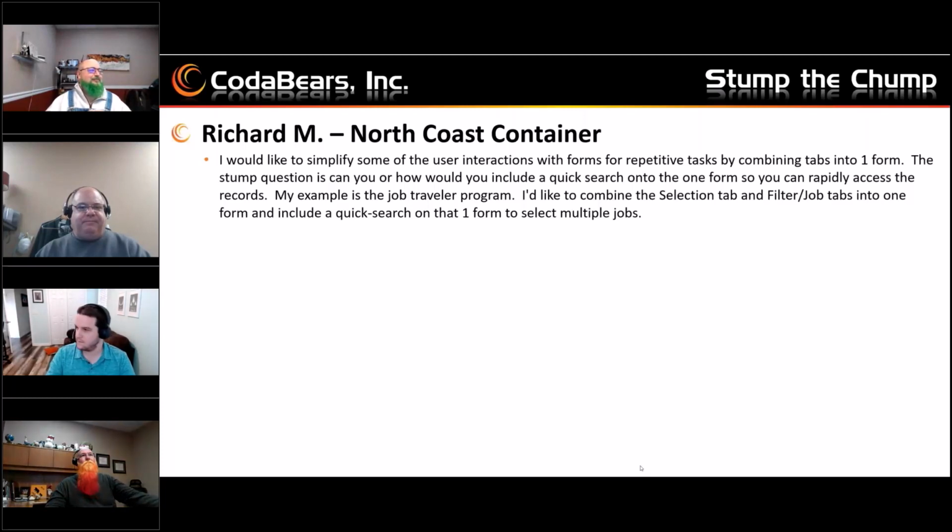Okay, the next one came in from Richard from North Coast Container. He would like to simplify some of the user interactions with forms for repetitive tasks by combining tabs into one form. For our STC, how would we include a quick search onto the form so you can rapidly access the records? In the Job Traveler program, I'd like to combine the selection tab and the filters into one form and include a quick search on that one form to select multiple jobs.